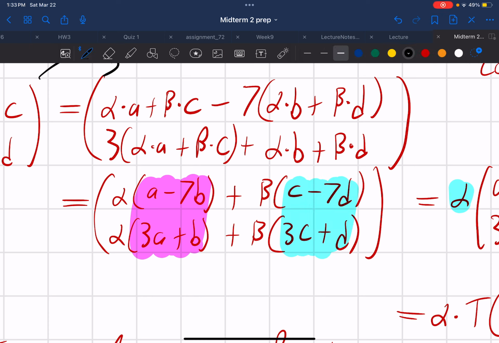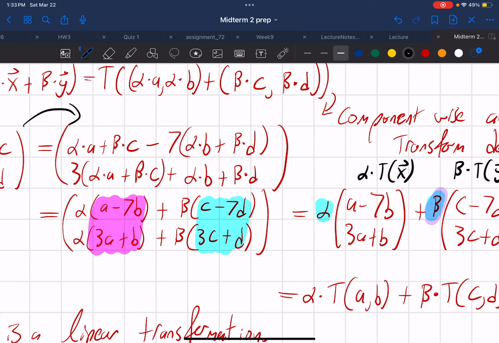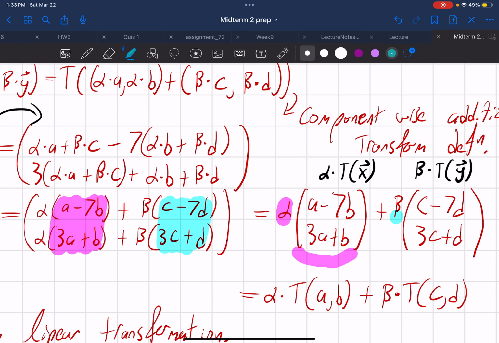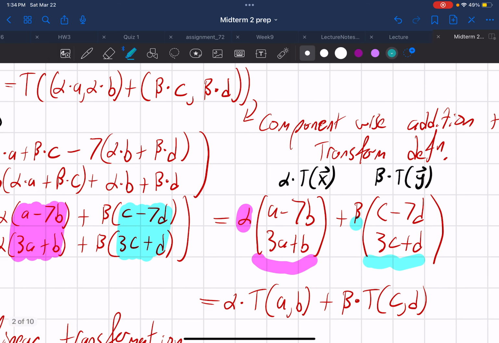Now, since this is just a linear combination, we can also move these things linearly and bring out terms. What this is telling us is that our alpha value, if we bring it out, we are essentially left with alpha times some object here and beta times some object here. Now, what are these two objects?